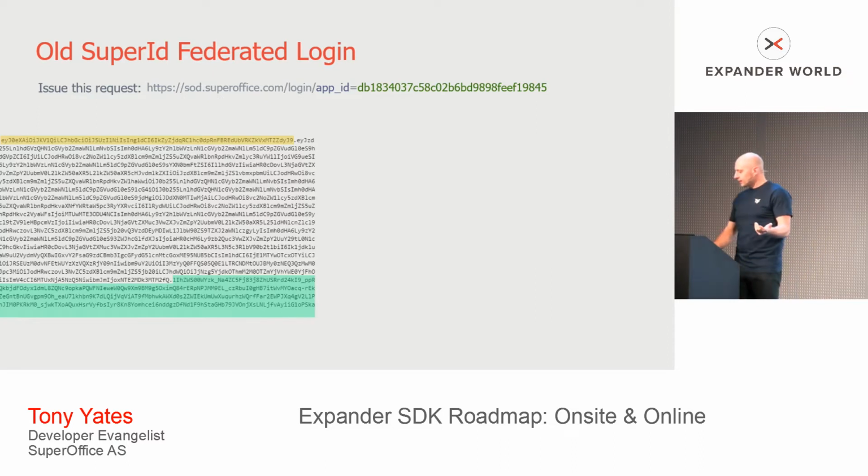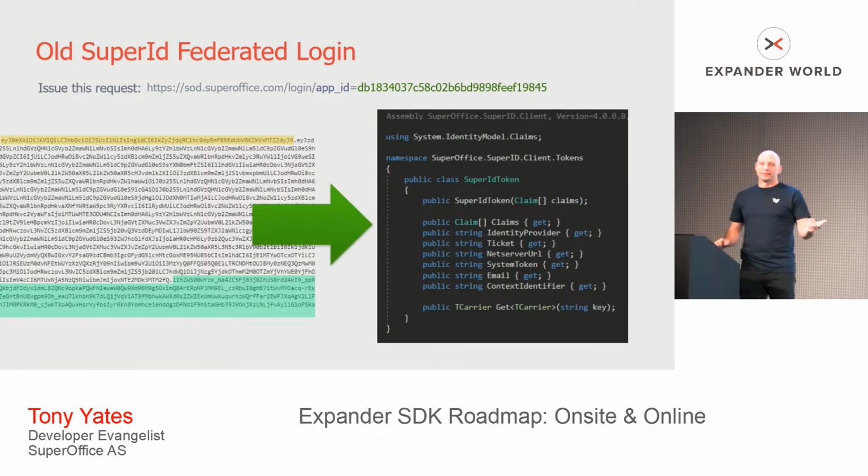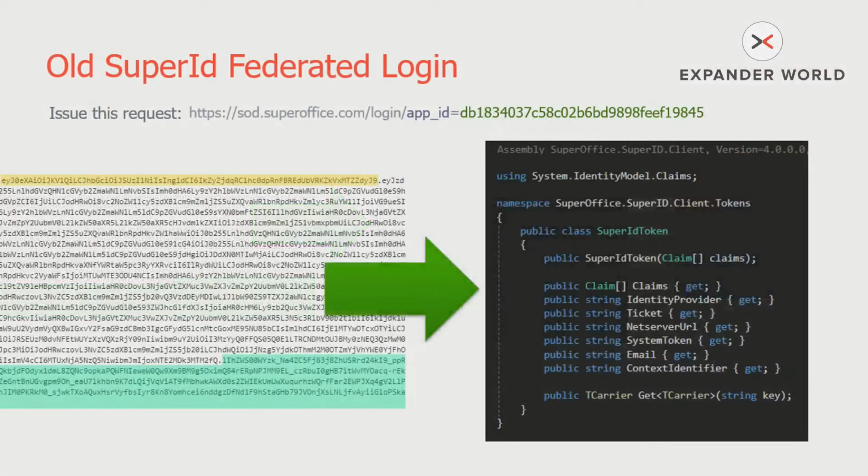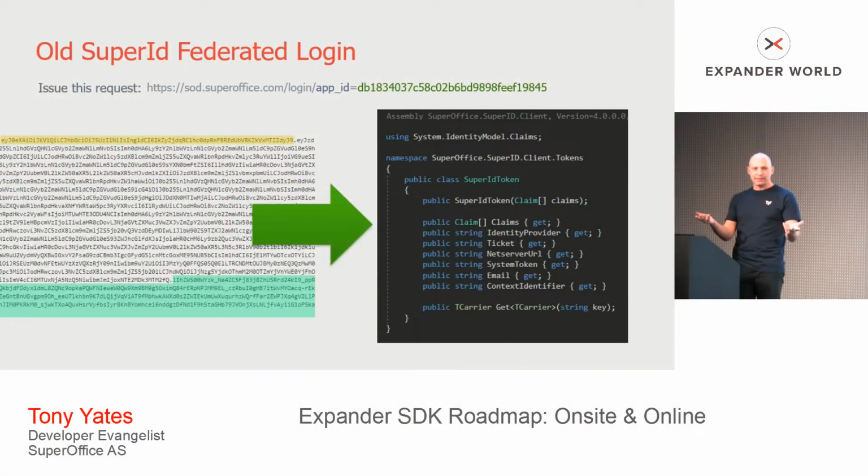Now, that's kind of OAuth-ish. And if you use the SuperOffice online libraries, you can go ahead and validate it. And once validated, you can cast it or extract it via this SuperOffice ID token data type. And it contains claims, which OAuth has. And then we'll tell you some additional properties specifically about this.